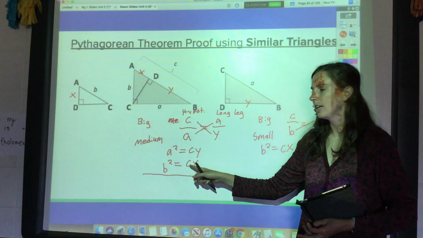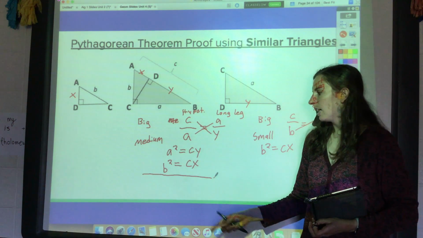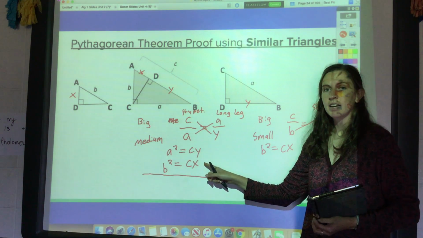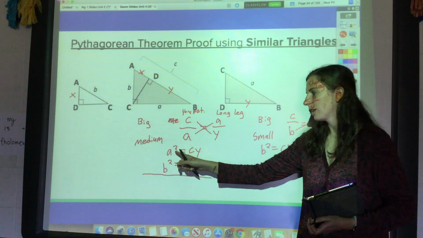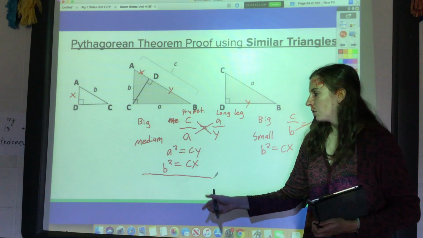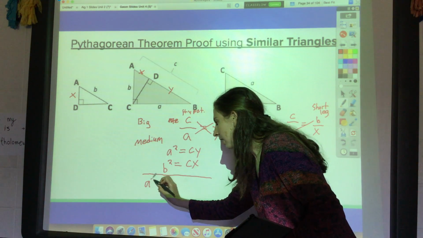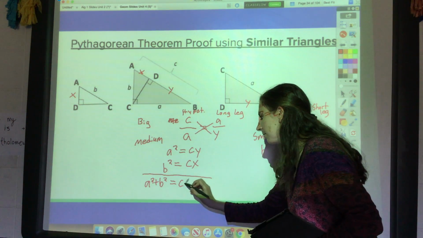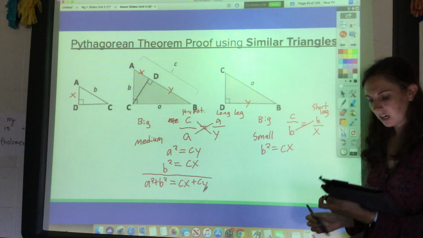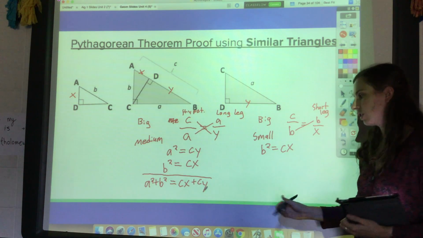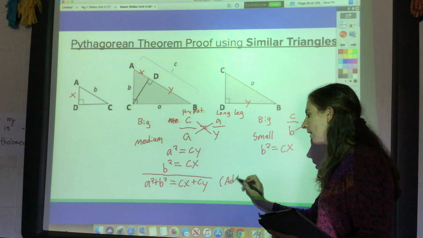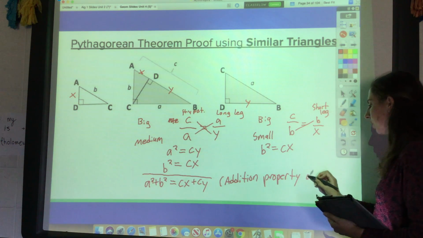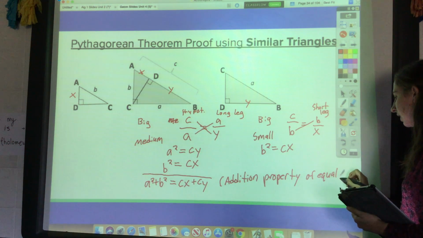Basically, I'm taking this equation and adding the same thing to both sides. Like, if I add A squared here, and this is equal to A squared, that's the property of equality. I'm not changing the equation because I'm adding the same thing to both sides. So A squared plus B squared is just A squared plus B squared. We're almost there. And CX plus CY is CX plus CY. The reason we were allowed to do that is, like I just mentioned, the addition property of equality. The addition property of equality says as long as you do the same thing to both sides of the equation, it's a legal move.